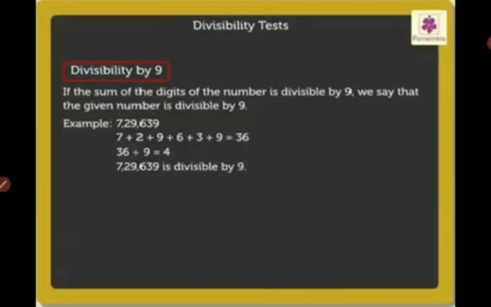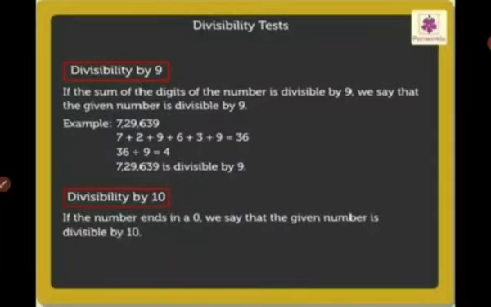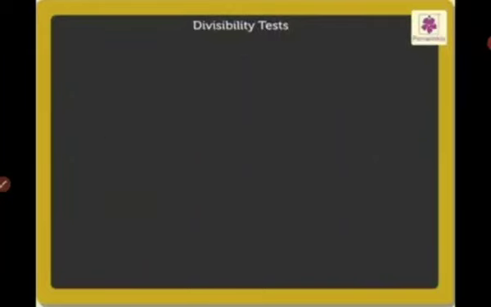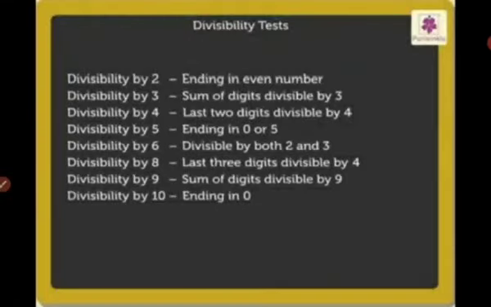Finally, let us look at divisibility by 10. If the number ends in a 0, we say that the given number is divisible by 10. For example, 8,620 ends in 0. Thus, it is divisible by 10. Kids, now it is time for you to remember all these divisibility tests and find out the answer.